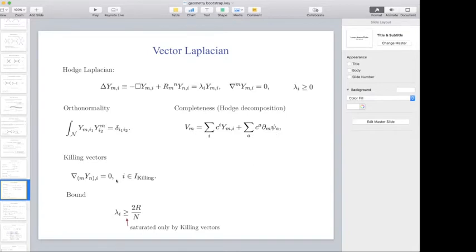There's a special set of vectors which are the Killing vectors, which satisfy the Killing equation, and these occur for a particular eigenvalue. And there's a bound which says that all the non-trivial eigenvalues have to be larger than this number, and this bound is saturated only for the Killing vectors. So in particular, if the curvature is negative, you don't have the Killing vectors.